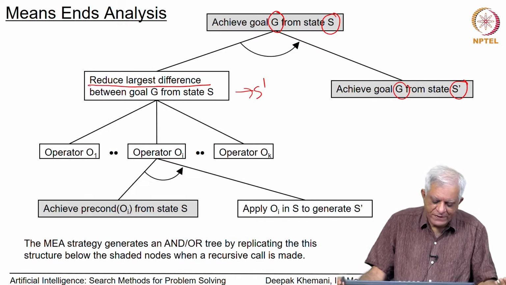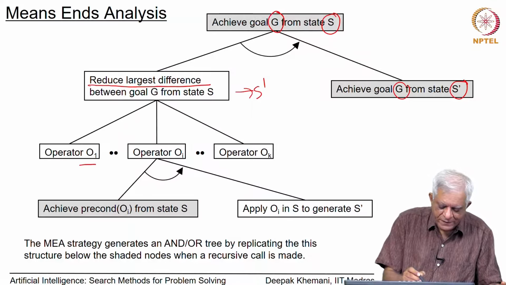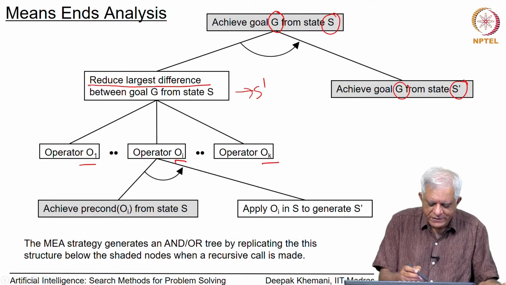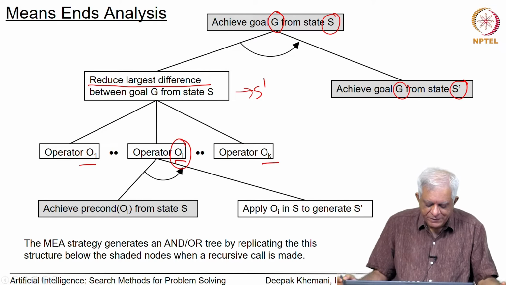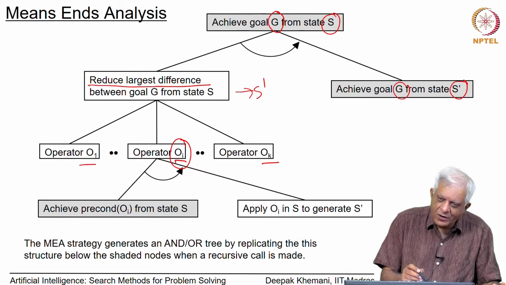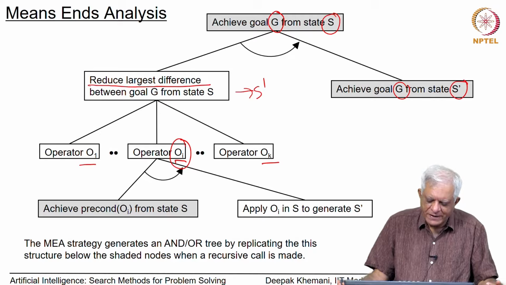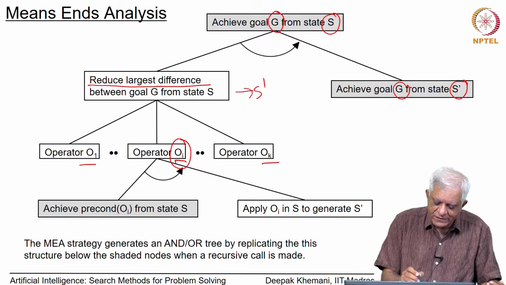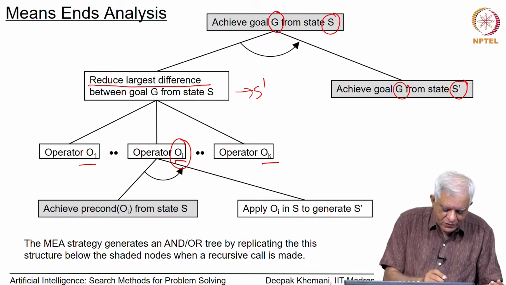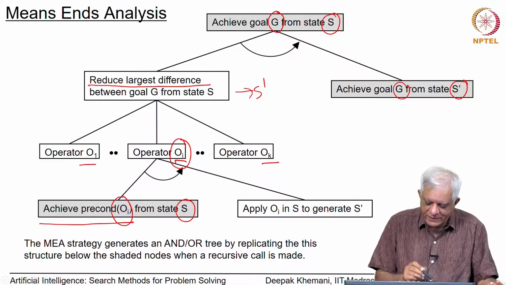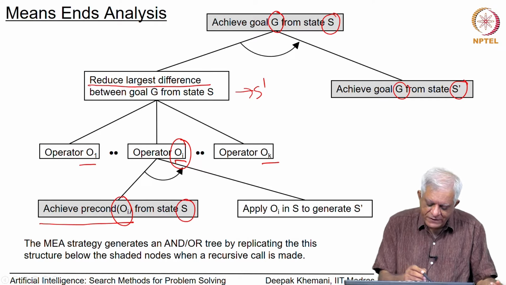How do you reduce the largest difference? Maybe there is a set of operators available to you, O1, O2, Oi and Ok, and let us say you have chosen operator Oi in this case. Now, to apply operator Oi, you can see this has the flavor of plan space planning: to be able to apply operator Oi, you achieve the preconditions of that operator Oi in the given state S. And once you have achieved the preconditions and applied the operator, you would have gone into a new state.